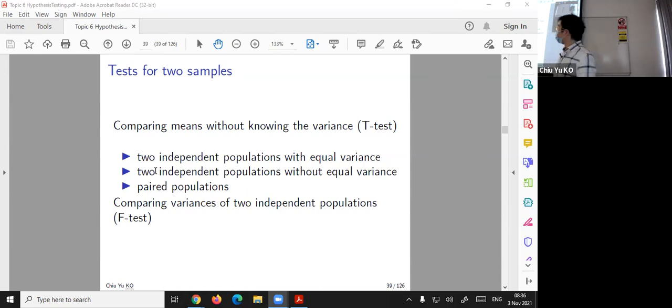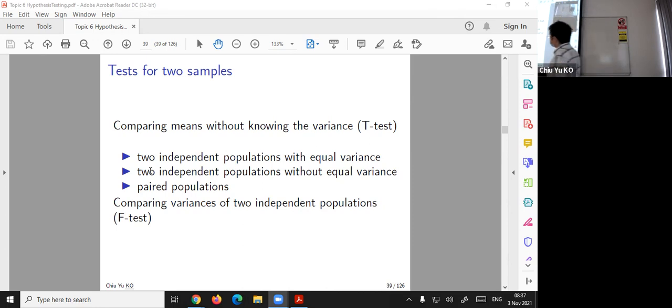So there are two cases. One is you assume equal variance. The other is you assume unequal variance, okay? And as we said, we are not going to give you the idea why we have that formula, but I just want to remind you that the second one is more general than the first one, because the first one is assuming equal variance, okay?